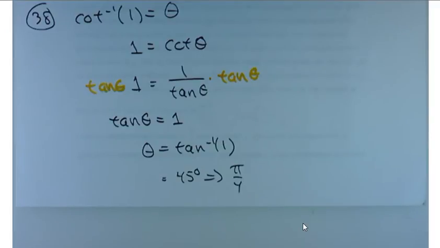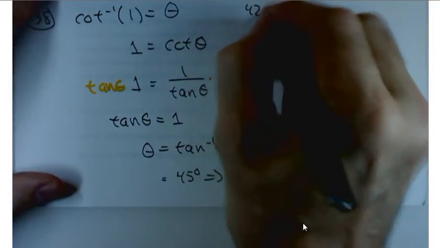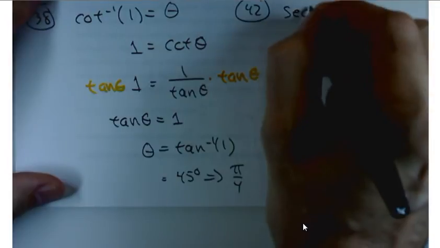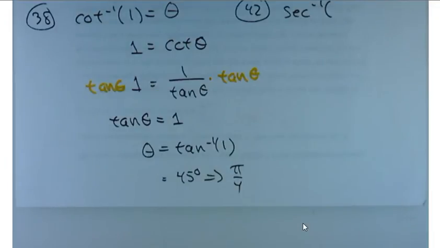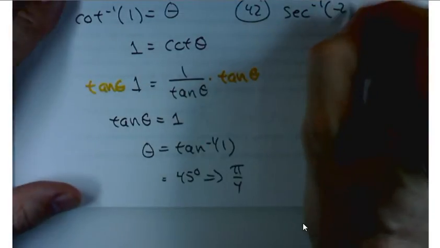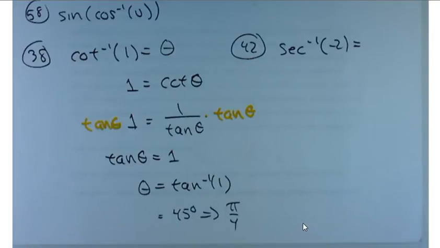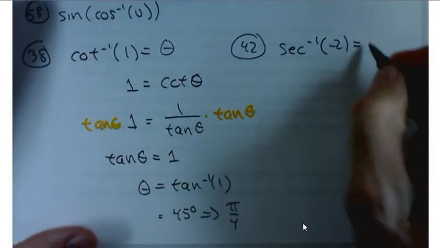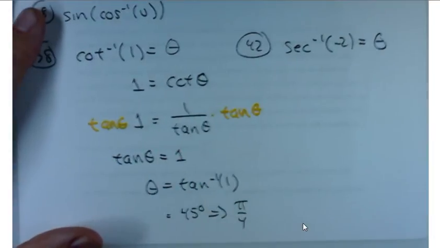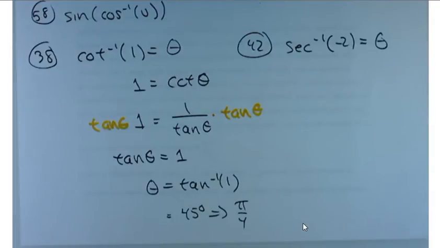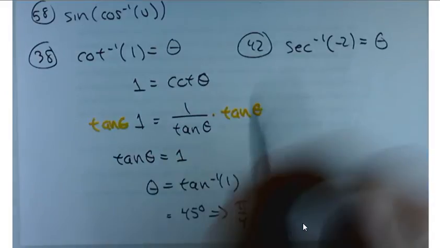Let's try another one like that, problem number 42. Secant inverse of -2. So I'm going to start out like I did with the previous one. Let's call that theta. Let's start by rewriting theta. Jacob, how can I rewrite this line, please?